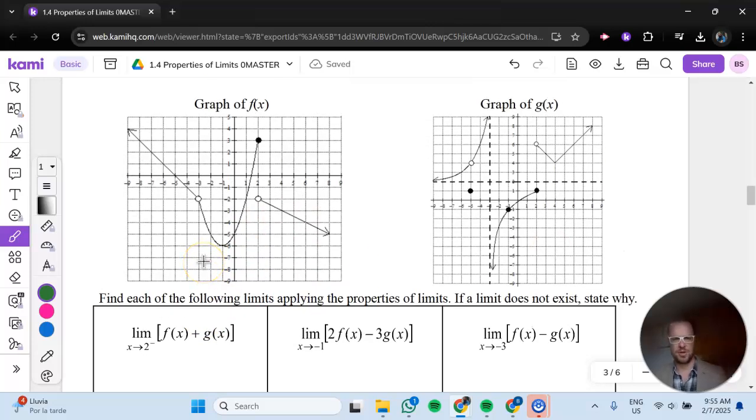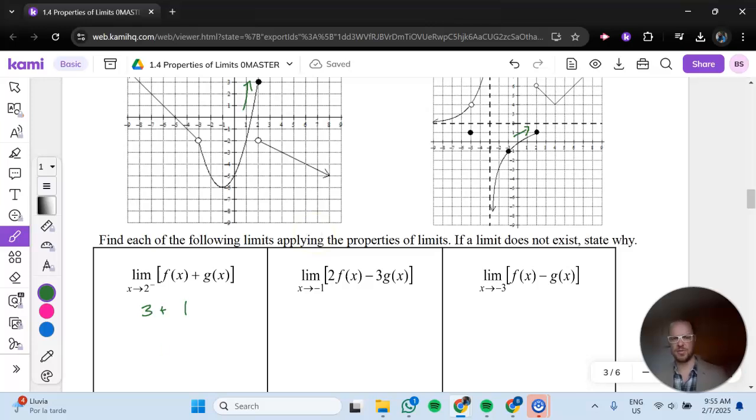And if we look at that, as we approach 2 from the left, we're getting 3. And g of x, as we approach 2 from the left, we're getting 1. So in other words, this is simply going to be 3 plus 1, or 4.